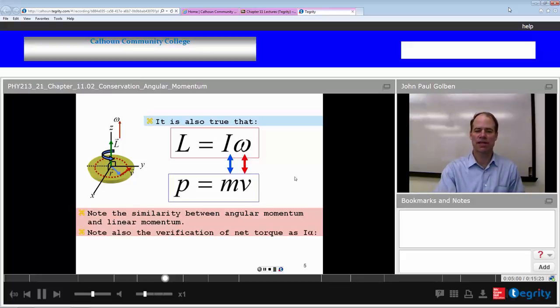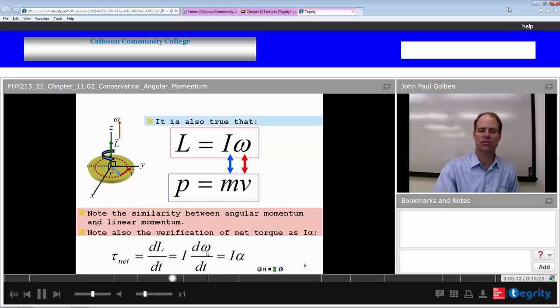Also note this verification of net torque. If I were to take the derivative of this form of the angular momentum, assuming that our moment of inertia were constant, I would have the moment of inertia times the derivative of the angular velocity with respect to time, which is indeed the angular acceleration. So torque would be equal to the derivative of the angular momentum with respect to time, and that's equal to the moment of inertia times the angular acceleration, which is what we got before.